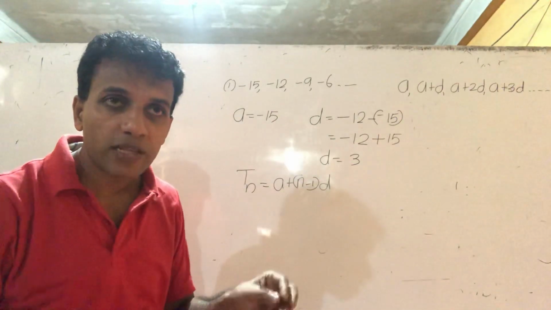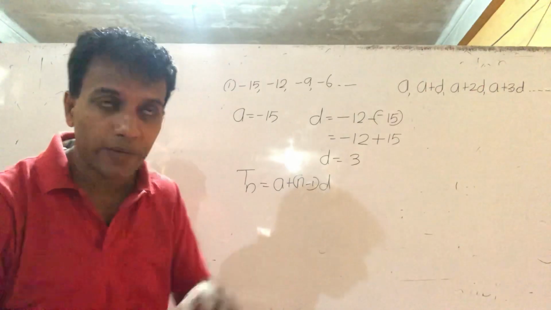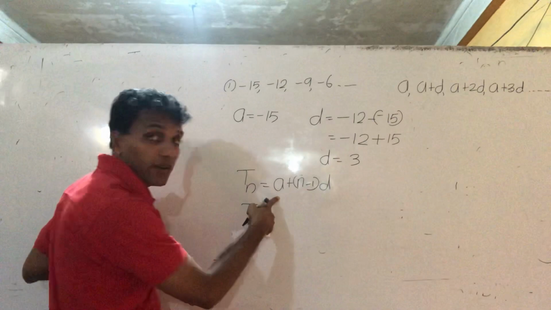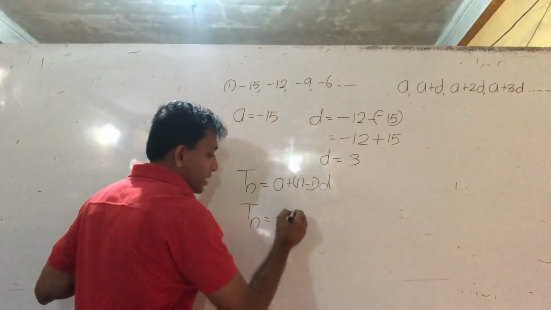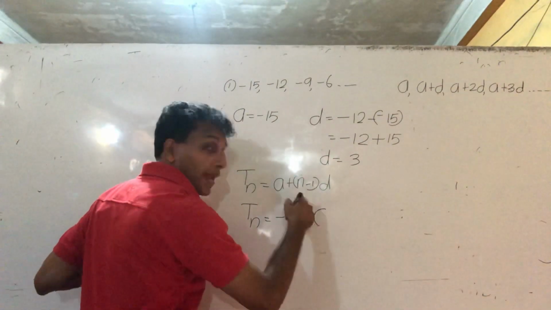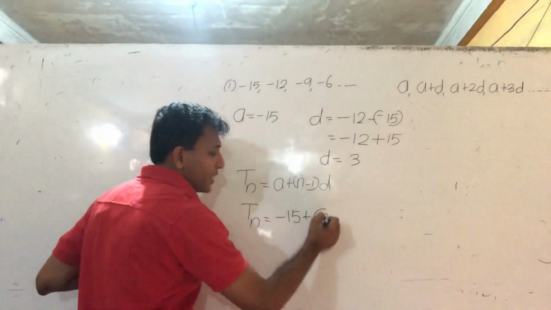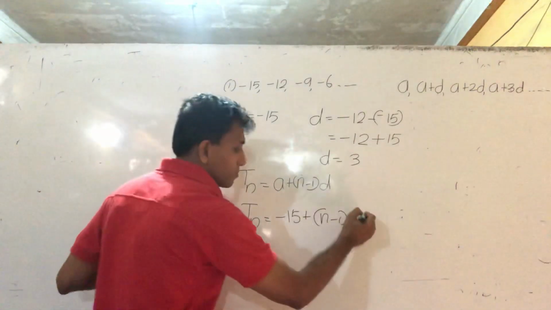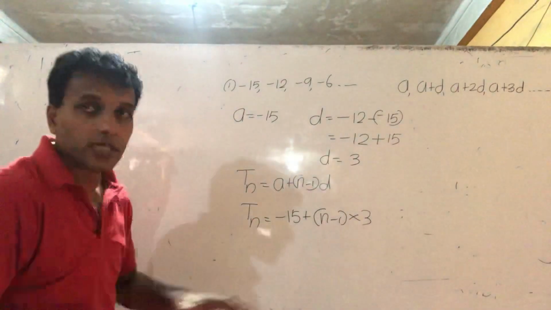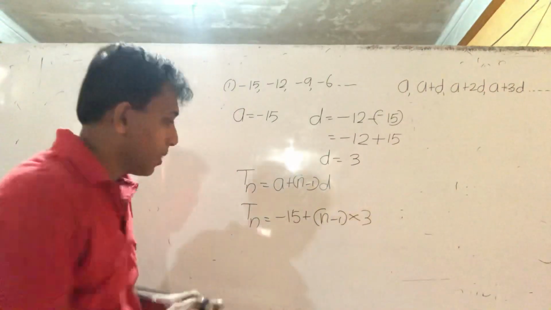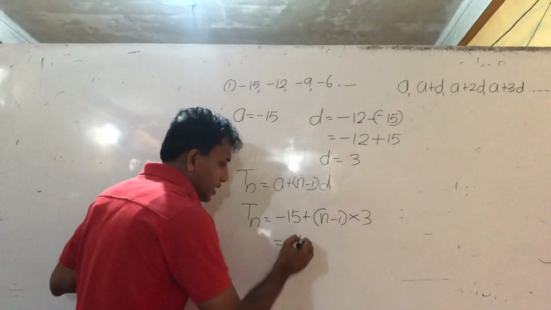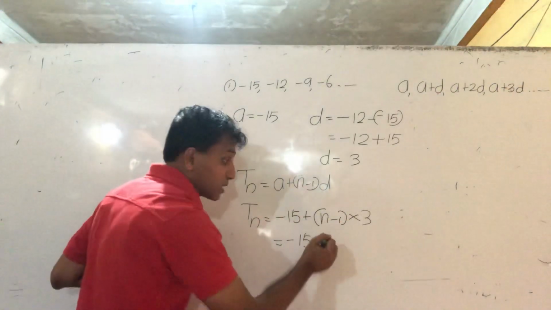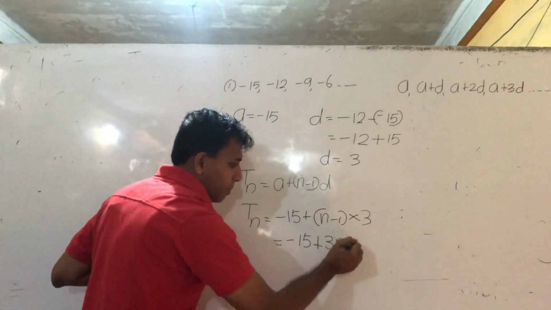The nth term means the n should be inside the expression, right? Therefore, Tn equals A. What is A? Minus 15. N should be there. That's called the nth term. Bracket means multiply. What is D? 3. That is the method. Now we simplify this, right? So minus 15 multiplied by 3, 3 times n, 3n minus 3.